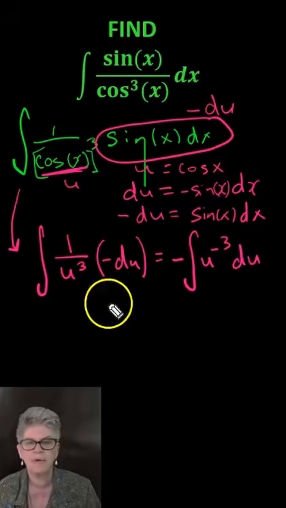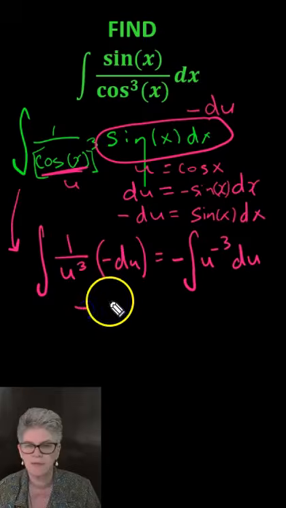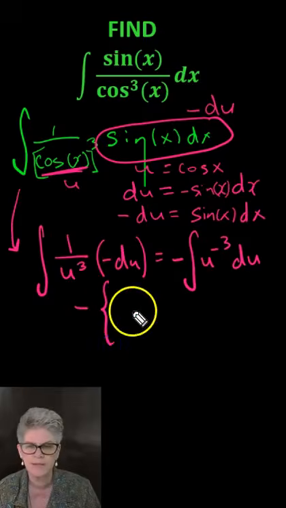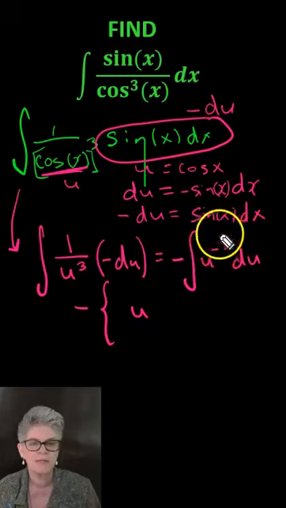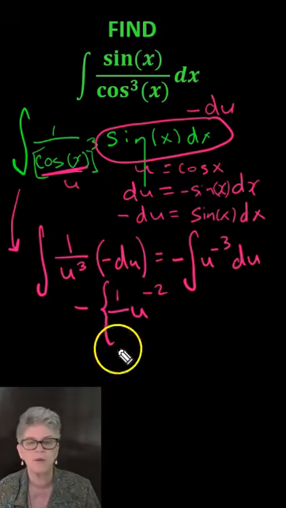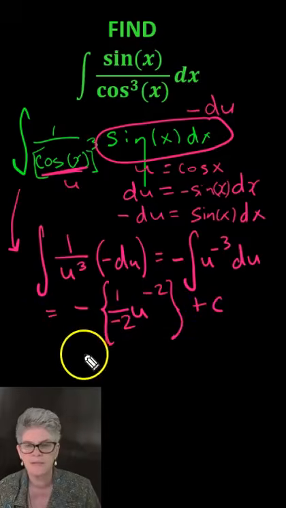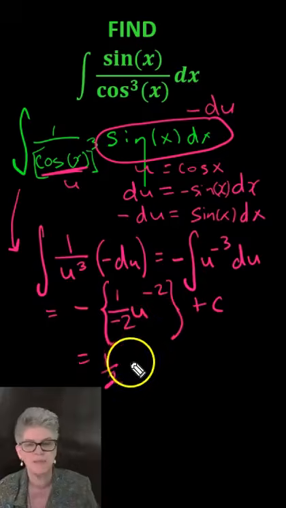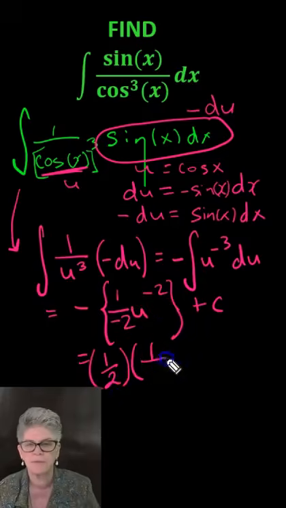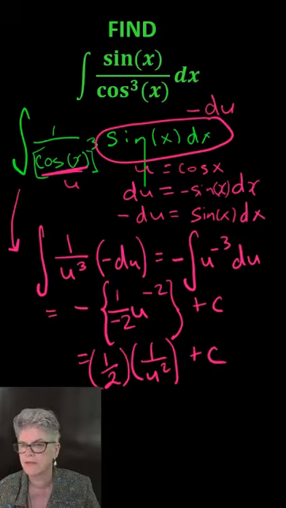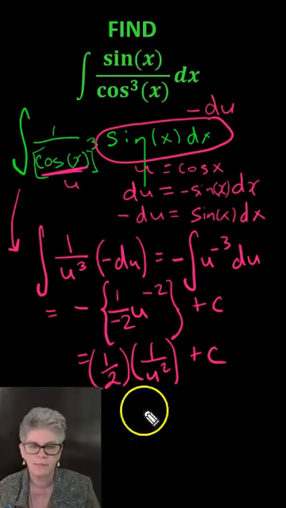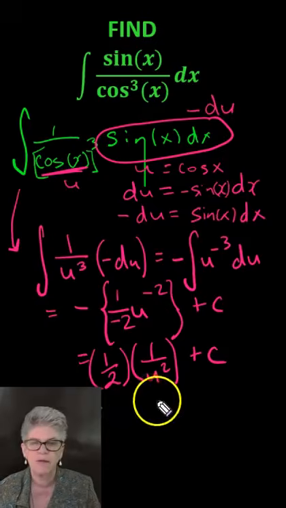Okay, now I can integrate that, so the minus sign is going to come along for the ride out the front, and then this will be u to the power of this exponent plus 1, so -3 plus 1, and then times a fraction out the front, 1 over the old exponent plus 1, then plus a constant. Now, these minus signs here cancel, and u to the minus 2 is the same as 1 over u squared, then plus c.